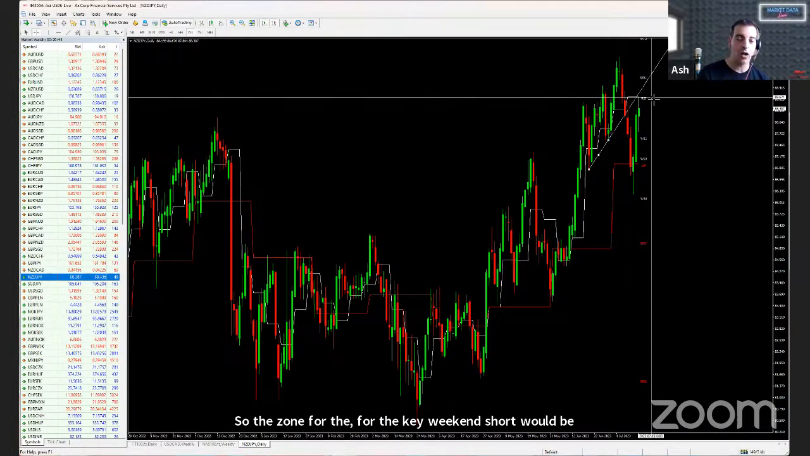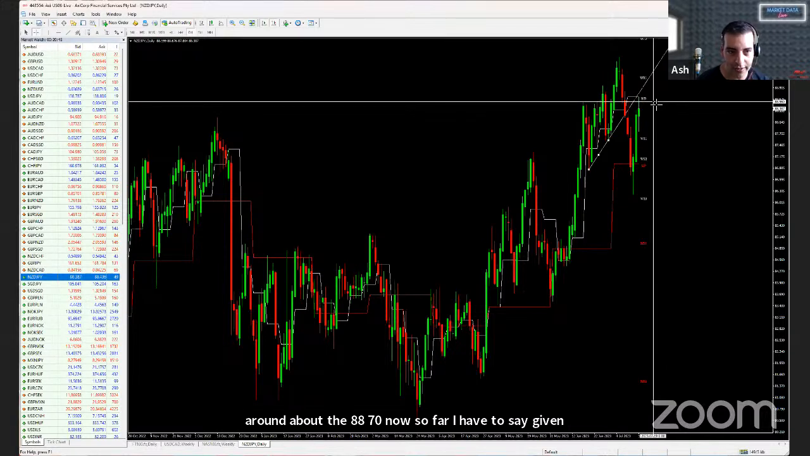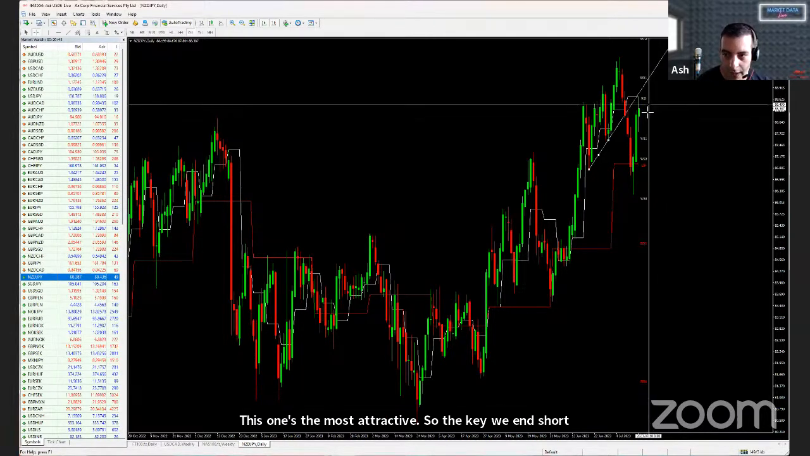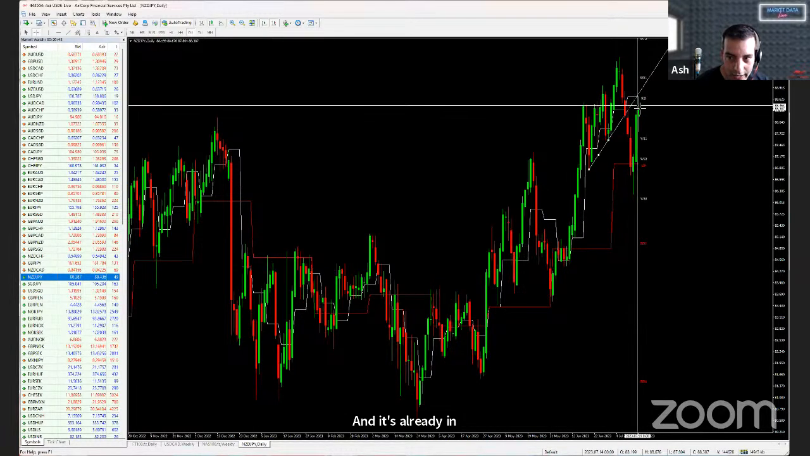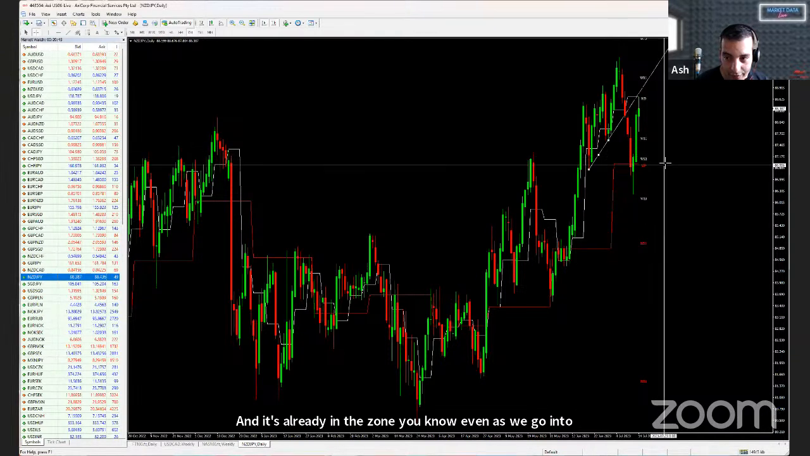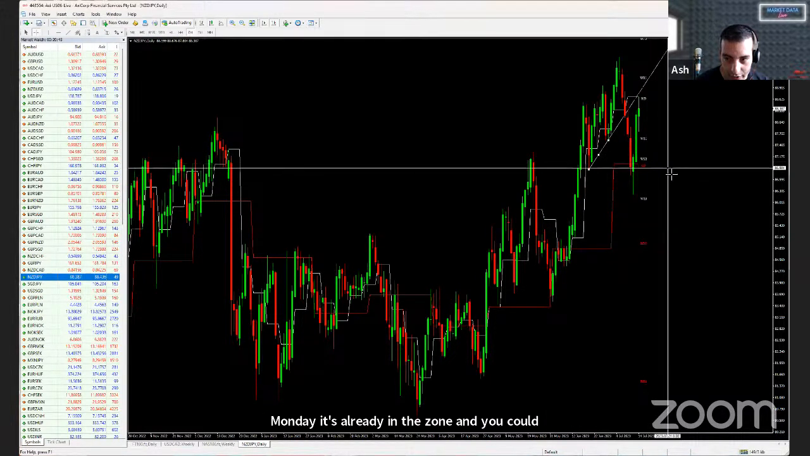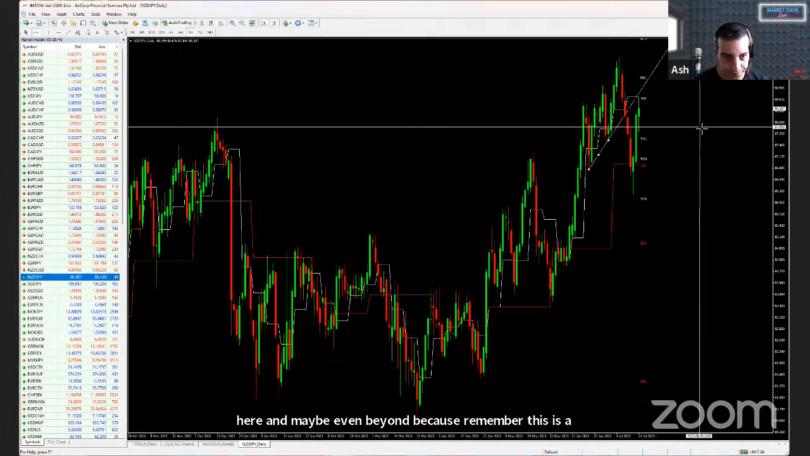Now, so far, I have to say, given the technical picture, this one's the most attractive. So the Kiwi yen short would be front and center in my particular thinking this week. And it's already in the zone. Even as we go into Monday, it's already in the zone. And you could definitely be aiming for this monthly pivot down here, and maybe even beyond, because remember, this is a monthly seasonal bias to the short side.